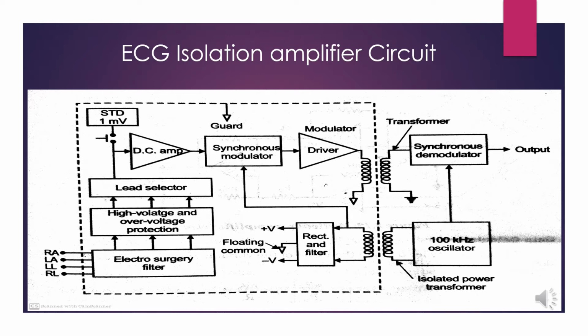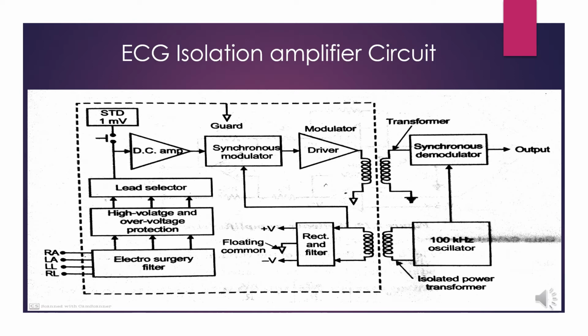Now the signals are fed into the lead selector switch, which is used to derive the required lead configuration, and the output of the lead selector is given to a DC amplifier. This DC amplifier will receive a DC voltage of 1 millivolt through a push button for the calibration process. The primary of an isolated low capacitance power transformer is connected to a 100 kHz oscillator. The secondary of the transformer along with the rectifier and filter circuits is used to obtain an isolated power supply of plus or minus 6 volt for operating the devices in the isolated portion of the circuit.